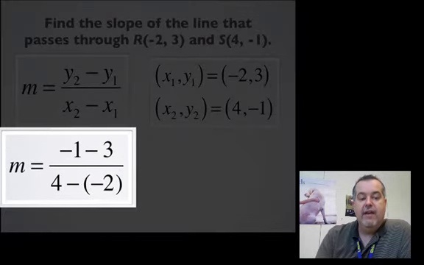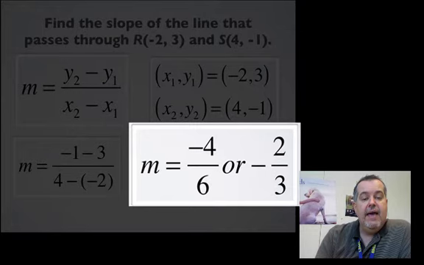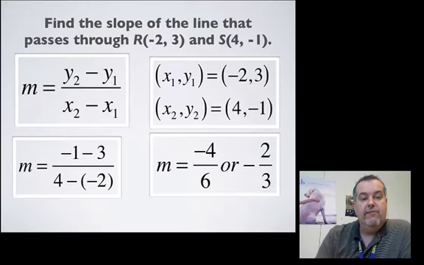So we have -1 minus 3. Here we have -1, and we're going to subtract 3 from that, over 4, which is down here, minus a -2. When we do this out, we end up with m equals -4 over 6. Or the way to say that once it's been simplified is -2/3. So m, or slope, is equal to -2/3.